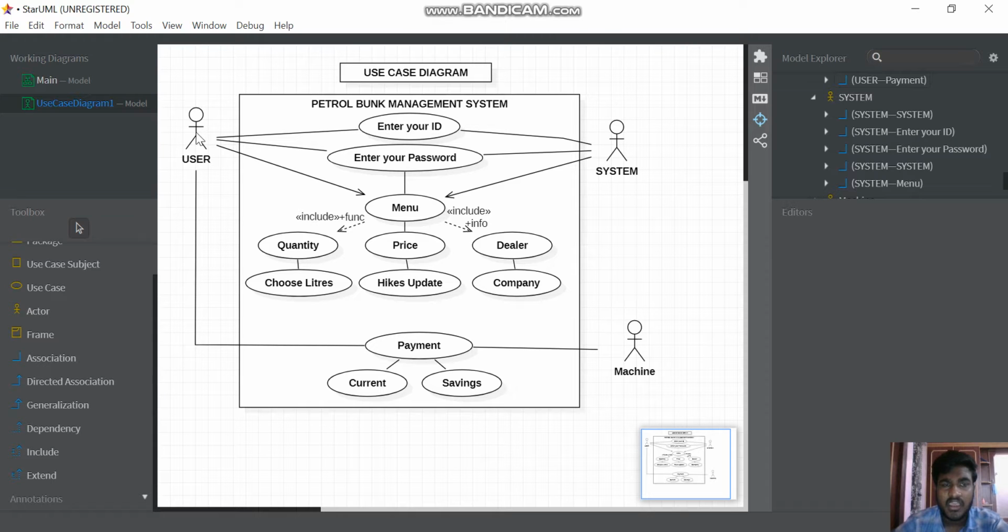So first of all, I'm associating user with system, and in the middle I'm adding the two oval shaped use cases. That is, I'm entering ID, I'm getting the password. After these two are over, directly it's going to menu after password is over. Also the user and system are associated with menu, because the user is selecting the menu and the system provides the menu. Inside menu I have included functions, that is quantity. On this side I included the information of the dealers, and thirdly price.